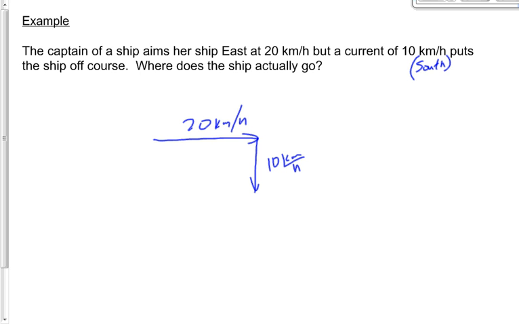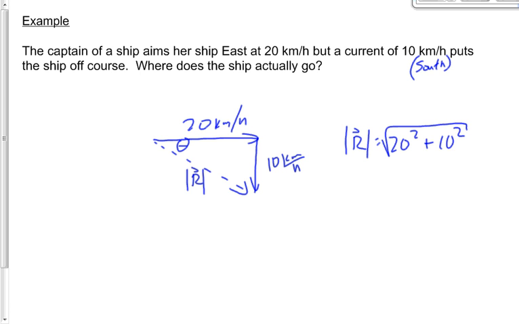It contributes to where she goes, so that's a solid line vector as well. Now, where she actually goes is this dotted line, represented by R and theta. R is the square root of 20 squared plus 10 squared. Square root of 500, I'm going to say 22-ish, 22.